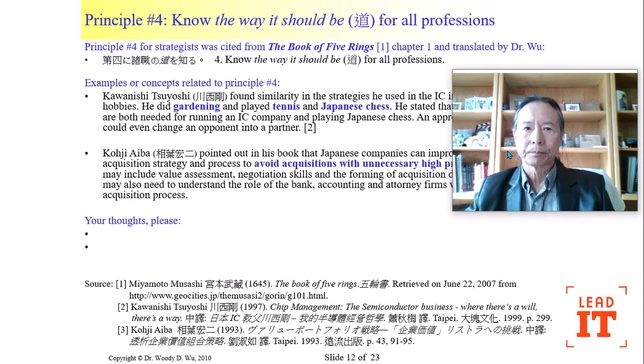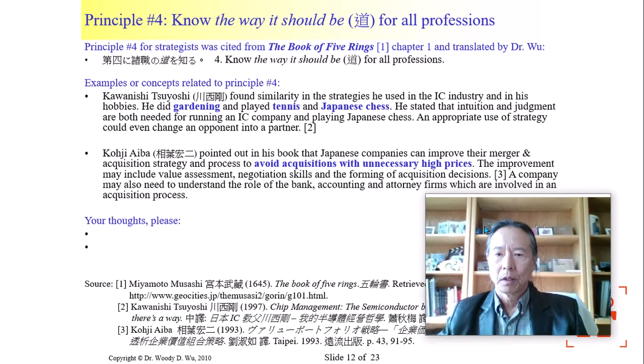Principle number four, know the way it should be for all professions. As I mentioned, a mobile phone decision maker needs to know not only phones, because the phone is going to be used for e-learning, for education, used for e-commerce, for shopping, used as an alarm clock to wake people up, and used as a camera to take all the photos. You probably need to know many, many different areas, all professions.